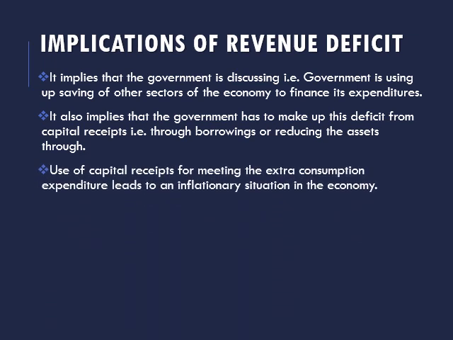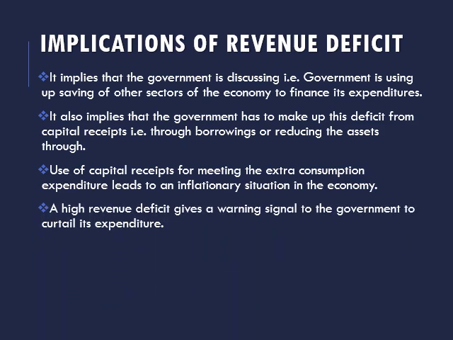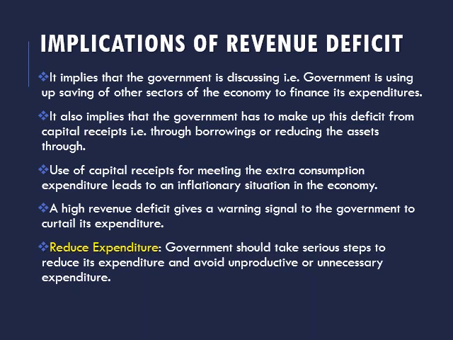Using capital receipts for meeting the extra consumption expenditures leads to an inflationary situation in the country. Revenue deficits will lead to inflationary pressure because expenditures are more. So you need to remove those expenses. If you are not controlling the unnecessary expenses in the economy, it will be a difficult situation for us to handle. Then a high revenue deficit gives a warning signal to the government to curtail its expenditures. The government should take serious steps to reduce its expenditures and avoid unproductive, unnecessary expenditures in the country.